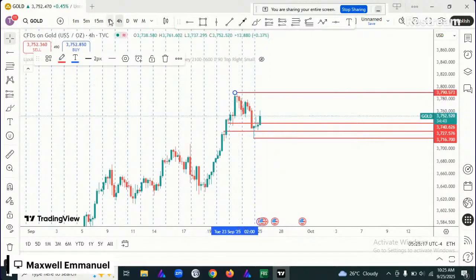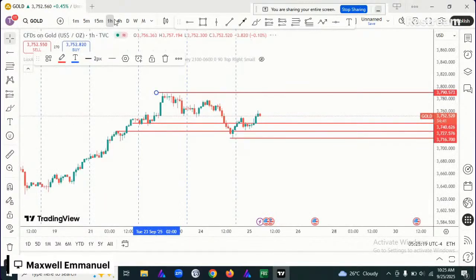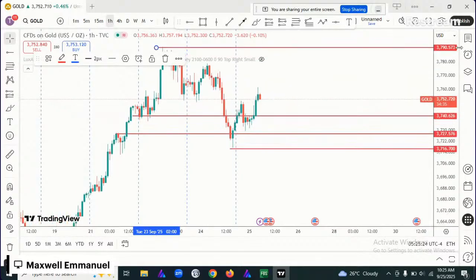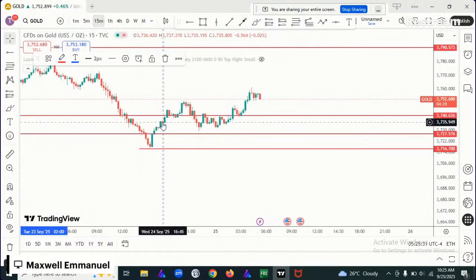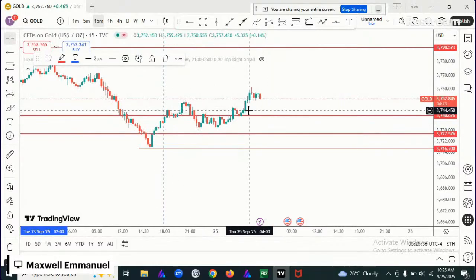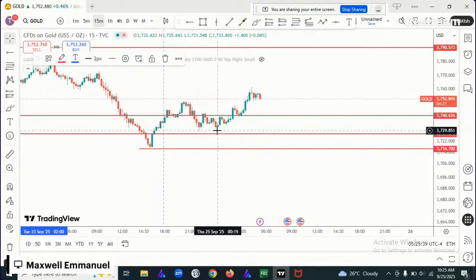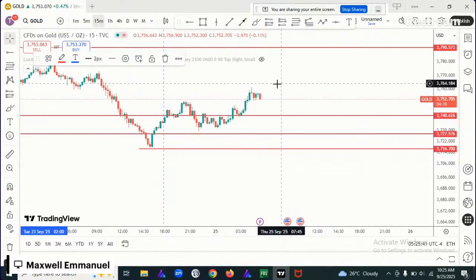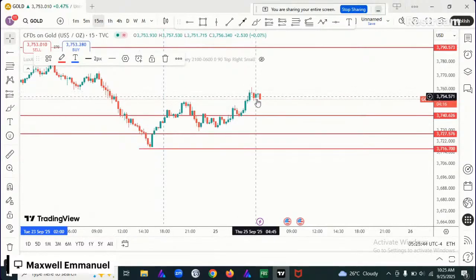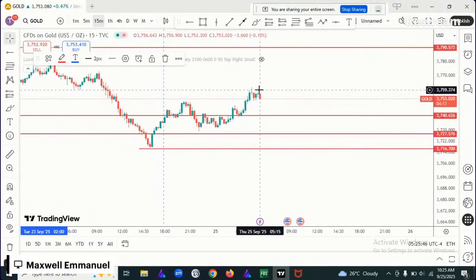So let's go down to 1 hour. Wait for price to do a little retracement. Let's go to 15 minutes. Price might do a little retracement on gold. We wait for price to retrace back to at least 50% of this move. Also apply a Fibonacci from swing low to swing high, and wait for price to do at least 50% retracement before you take the trade.